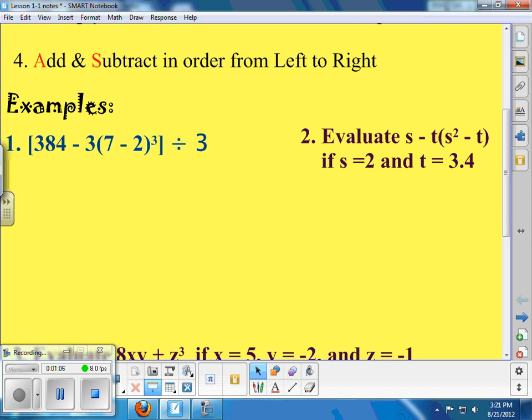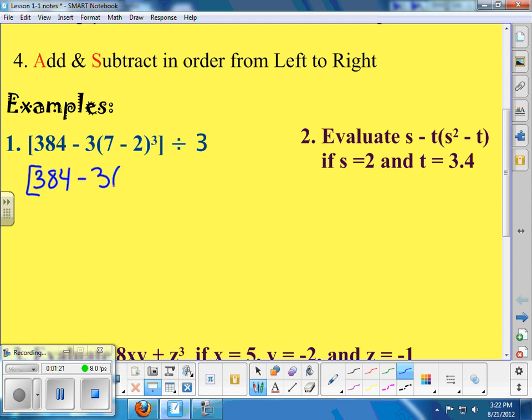Let's begin our first example. We work the innermost set of parentheses first. Of course, we're dealing with all parentheses first, but starting with the innermost set of parentheses, we would begin with 384 minus 3 times 5 to the third power, and then divided by 3. Because that divided by 3 is the only thing outside of the original big set of parentheses, that's actually going to be our last step. Then go on to the exponents inside the parentheses. 384 minus 3 times 125 divided by 3.